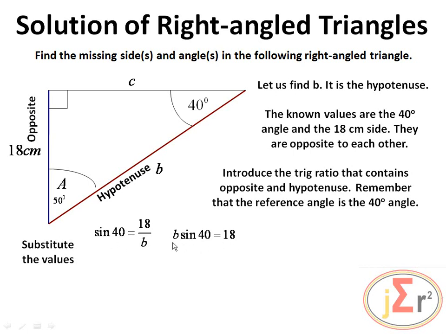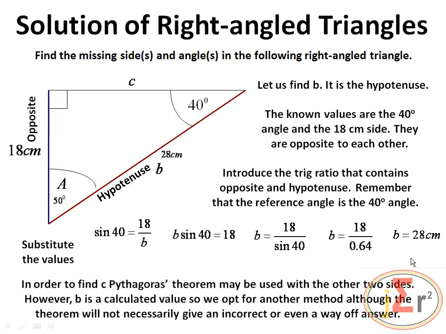Then we also need to find B, and it is being multiplied by sine 40 on this side, so we need to divide by sine 40 on the other side. And what is sine 40? 0.64. So B is equal to 18 over 0.64, and that is equal to 28 centimeters. And also we put a one there just to remind us that we have done that already.